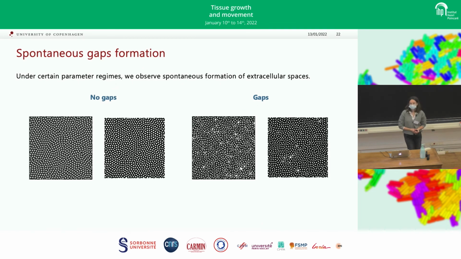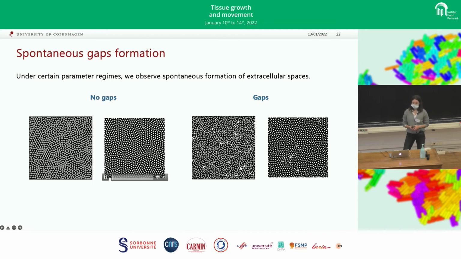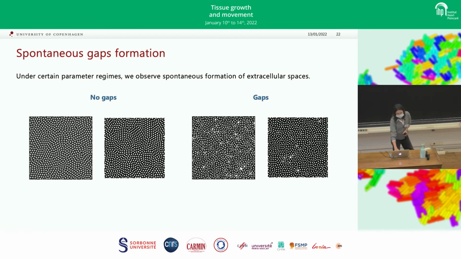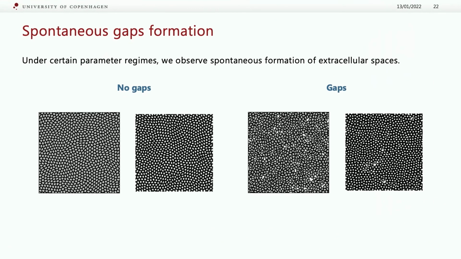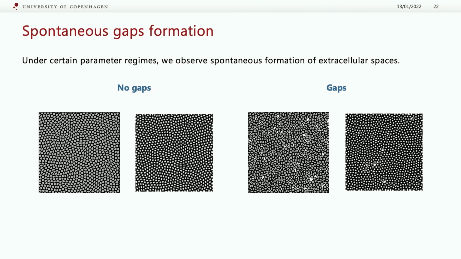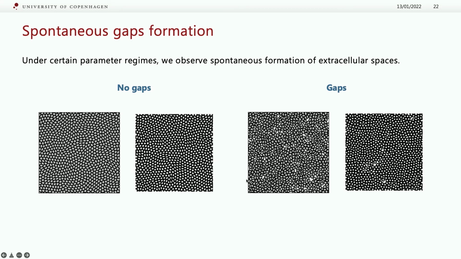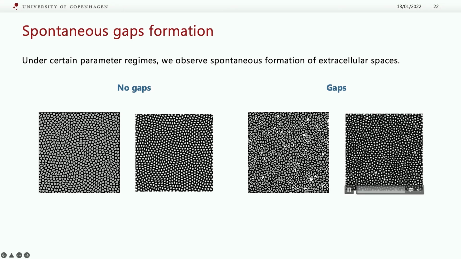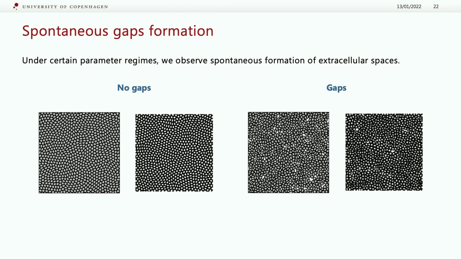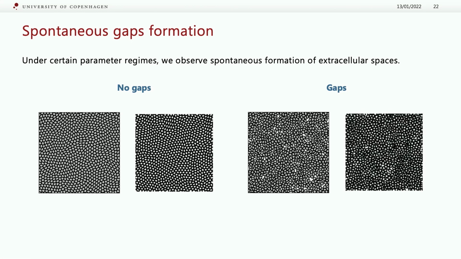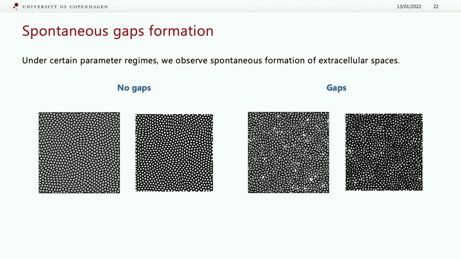And finally, what we observed with our model is spontaneous formation of gaps, which was a bit unexpected. Here you see two examples of two simulations. On the left-hand side, you see a confluent monolayer, and cells move without creating any gaps in between. On average, the tissue density is quite homogeneous, but then in certain parameter regimes, the picture is very different. The density of cells is quite heterogeneous, it's quite active. You start having these gaps forming, so there are no cells.